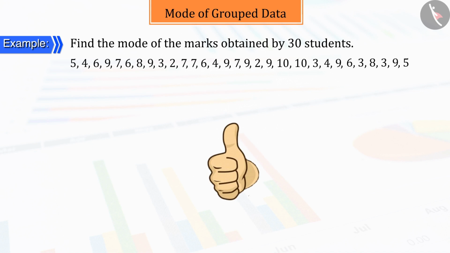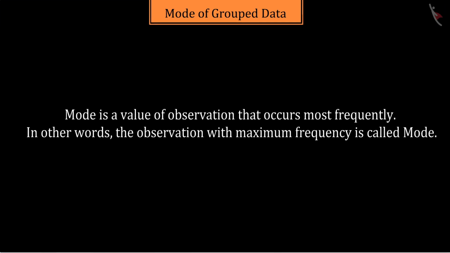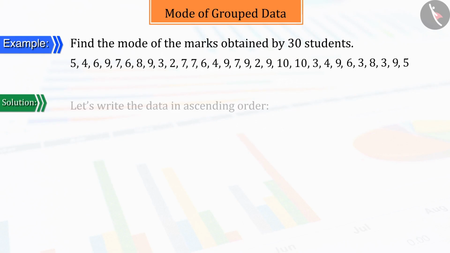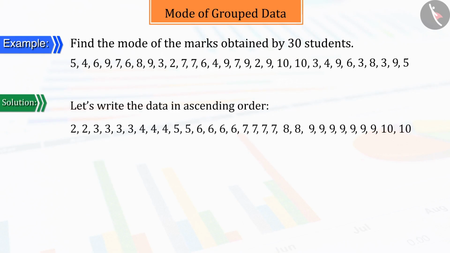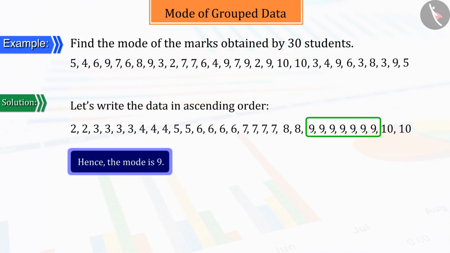That's correct. As we know, mode is a value of observation that occurs most frequently. In other words, the observation with maximum frequency is called the mode. So, writing these figures as follows, we can say that the value of mode here is 9. Let us see the next example.